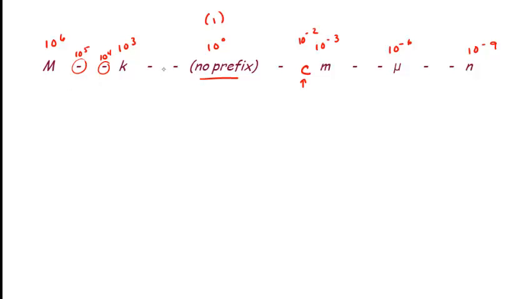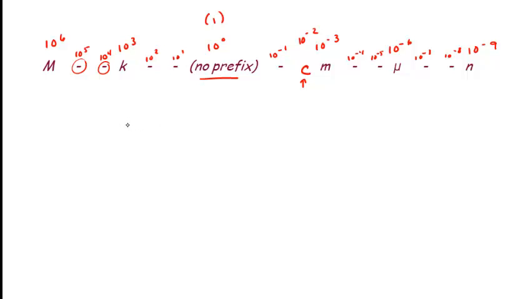Again, between kilo and no prefix, we have a 10 to the 2nd and a 10 to the 1st. Between the no prefix and centi, we have a 10 to the minus 1. Between milli and micro, we have 10 to the minus 4, 10 to the minus 5. Between micro and nano, 10 to the minus 7, 10 to the minus 8. This is quickly looking ugly, but in reality, it's fairly straightforward.